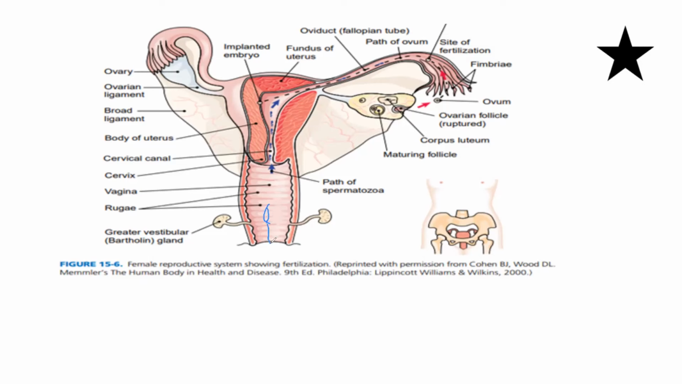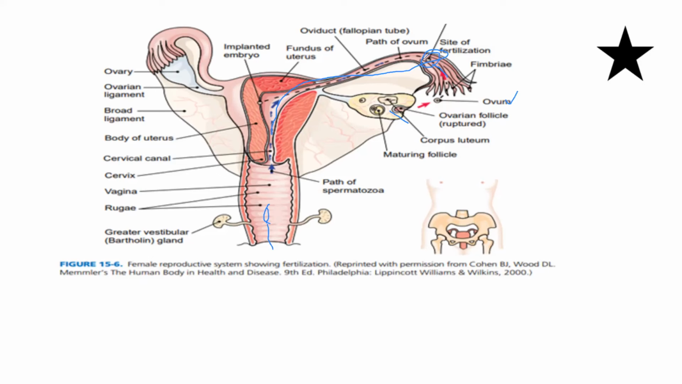We receive sperms in the vagina. Then from the ovary, one cell is released and this goes over here. This is the ovum. Ovulation takes place. This ovum will travel over here. Sperm will come from this side and they will meet here. This is called fertilization.